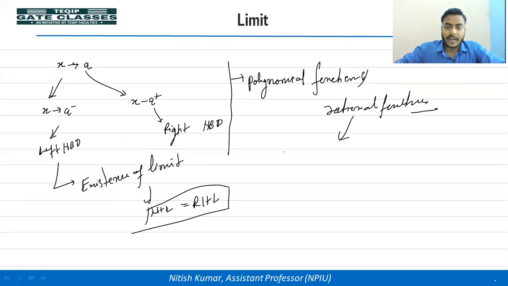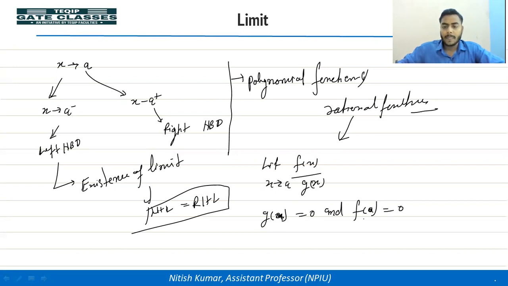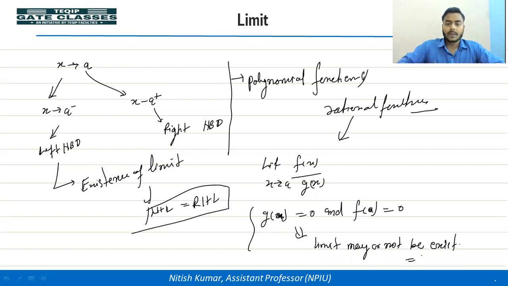In a rational function, we have seen that when we take the limit of f(x) divided by g(x) as x goes to a, and g(a) is equal to 0 and f(a) is also 0, that is, 0 by 0, then in this case I mentioned that the limit may or may not exist. So I will discuss how we can calculate the limit in this case.